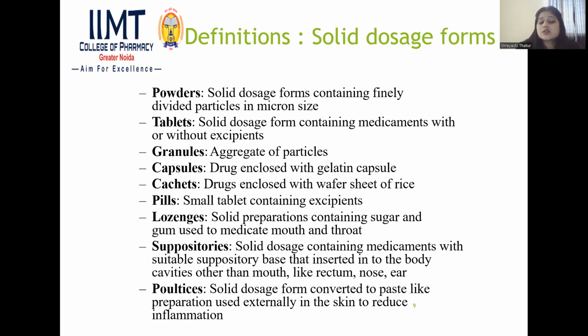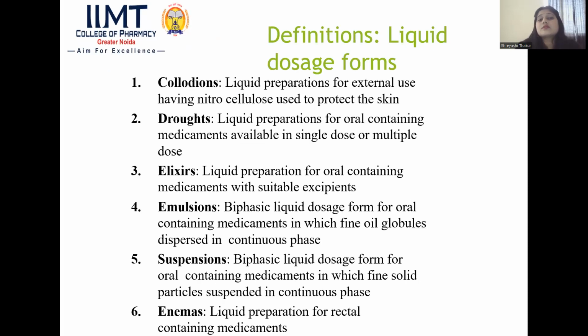Poultices are also a solid dosage form which convert to a paste-like preparation and are used externally on the skin to reduce inflammation. Then come to my next slide, definitions of liquid dosage forms. There are various examples of liquid dosage forms. The first one is collodions. Collodions are liquid preparations for external use containing nitrocellulose and used to protect our skin.